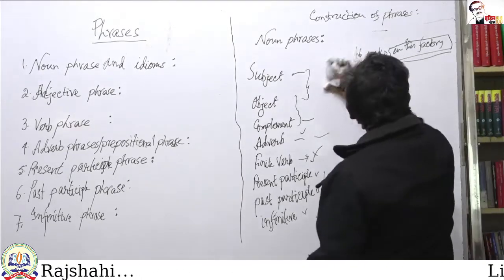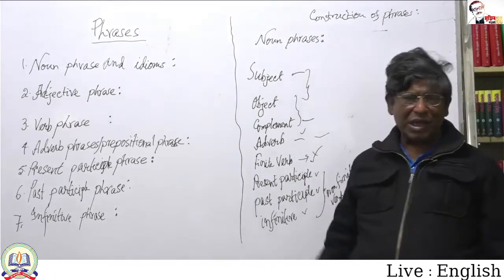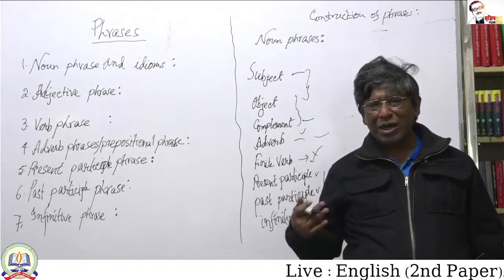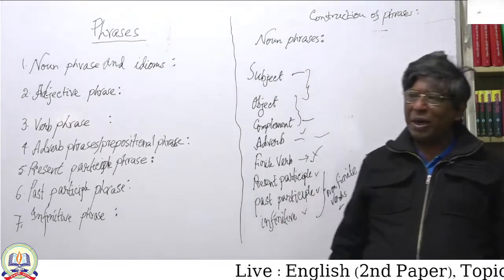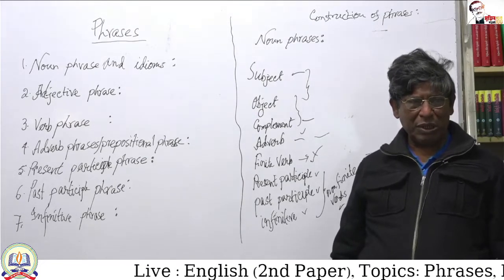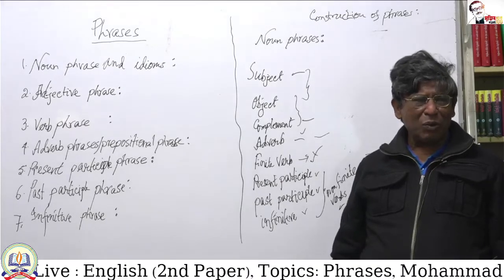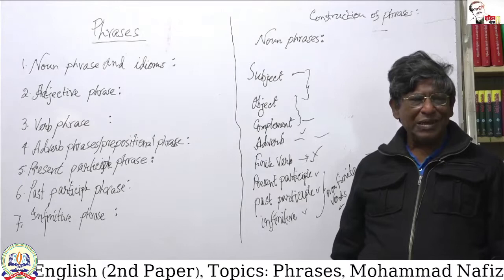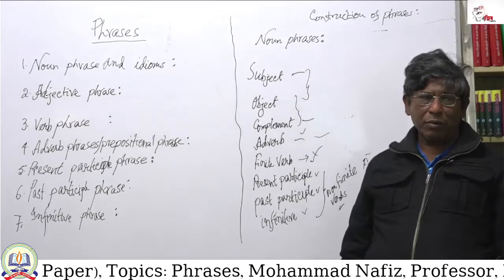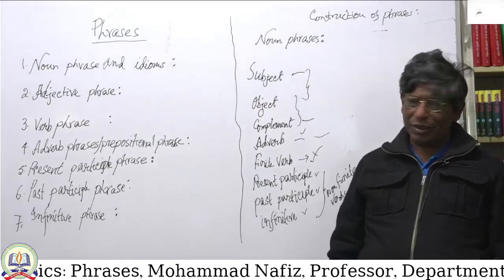And in English language, all the units can be presented in a single word or in a group of words. When a unit is presented in a single word, it is called a parts of speech. But when a unit is presented in a number of words, in a group of words, it is called a phrase. And now we will see different phrases in English language.